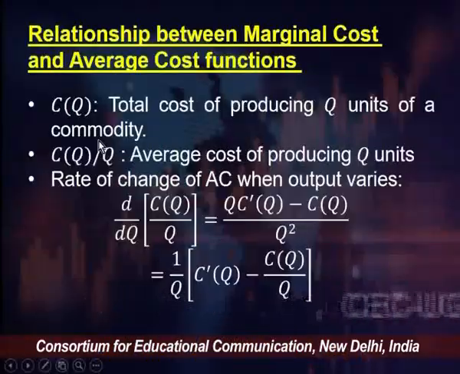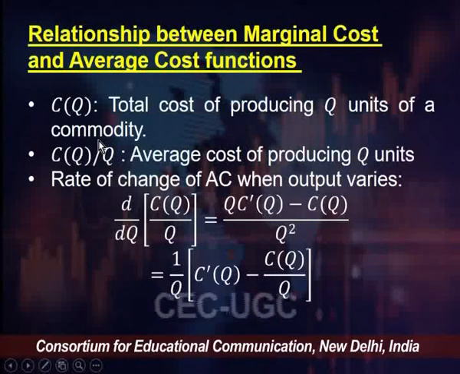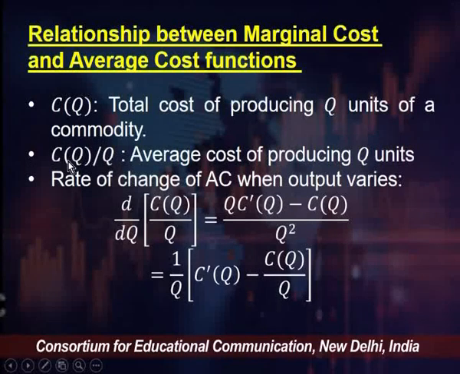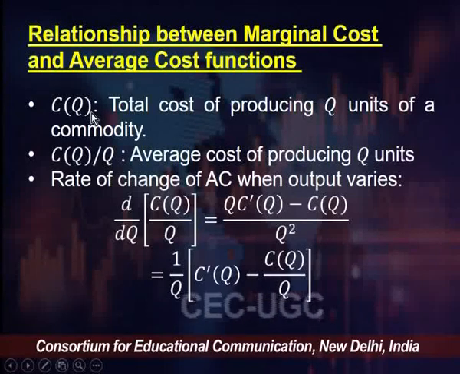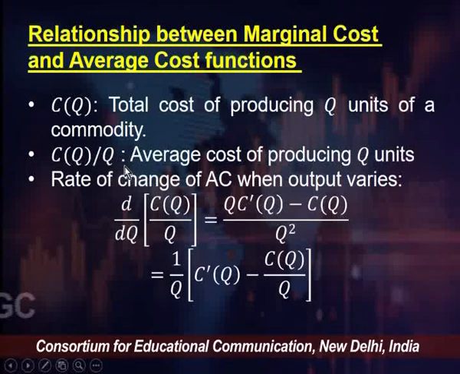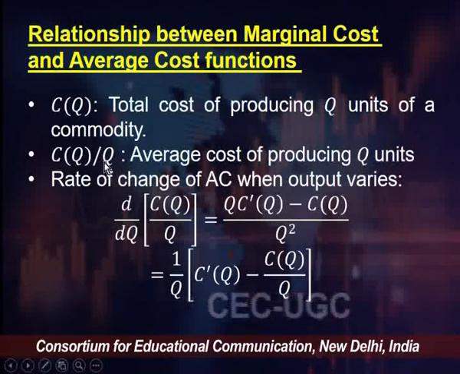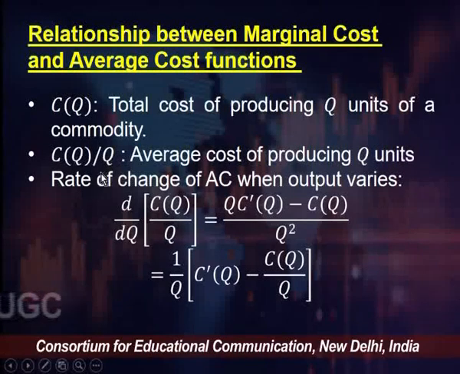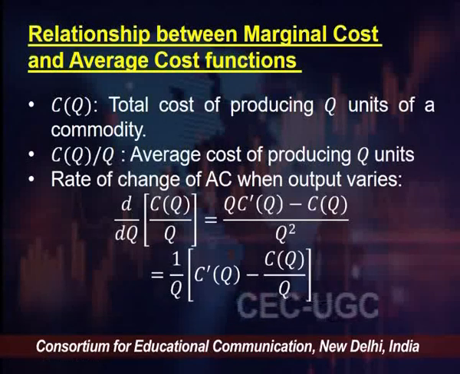Let's suppose C of Q represents the total cost of producing Q units of a commodity. Then the average cost of producing Q units would be given by the total cost C of Q divided by Q. And remember here, to be able to calculate the average cost of producing Q units, your Q has to be positive because you're dividing by Q. Q negative will not make sense, and also you can't divide by 0. So this average cost expression is defined for Q positive.